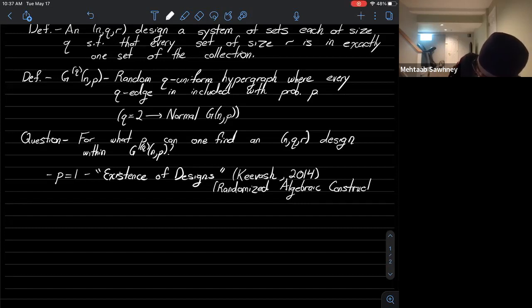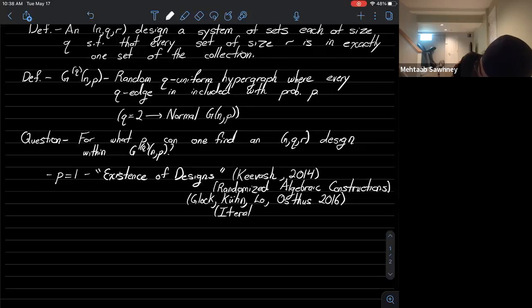And then there was a subsequent second proof, which will be more closely related to the techniques in this talk, by Glock, Kühn, Lo, and Osthus, which uses the method of iterative absorption, which will make an appearance later in the talk.